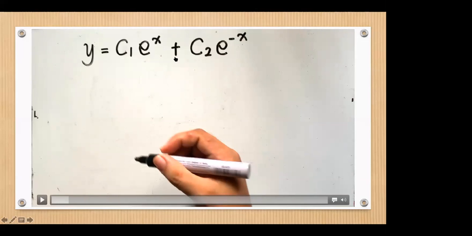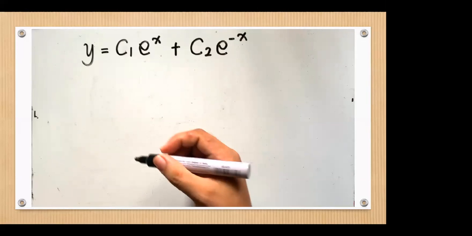Okay, now let's proceed to this example. So we have a given equation y equals c sub 1 e raised to x plus c sub 2 e raised to negative x. Now, the first thing you will do is count the number of arbitrary constants present in the equation. So there are two arbitrary constants, we have c sub 1 and c sub 2. So it means that for you to be able to obtain its differential equation, you must differentiate this given equation 2 times.